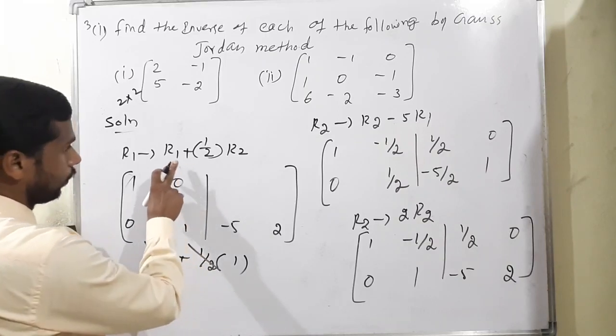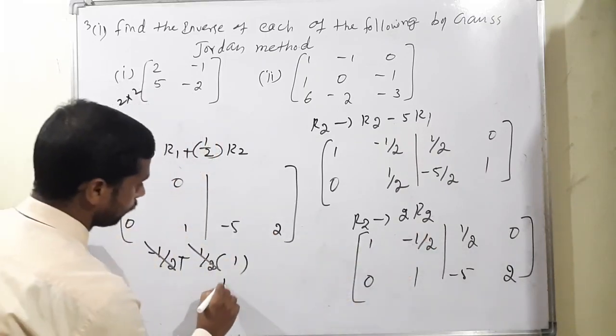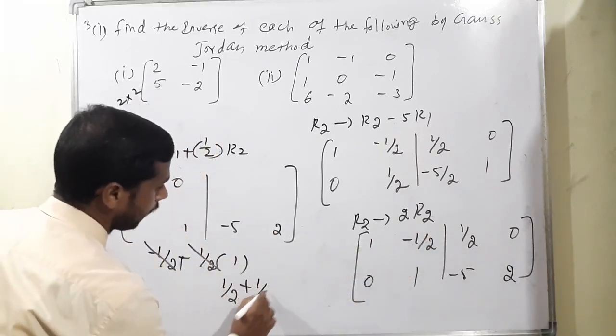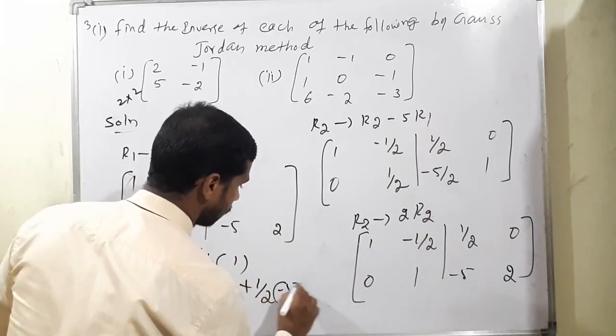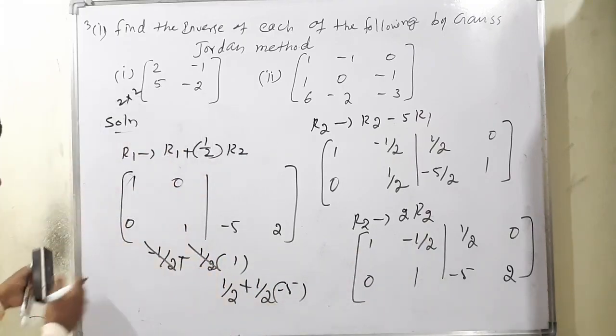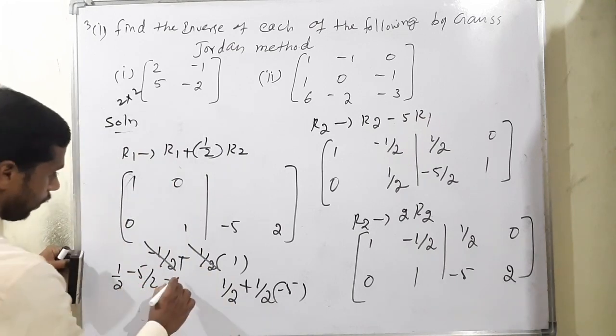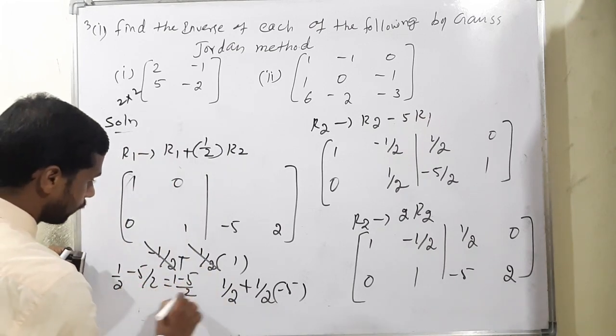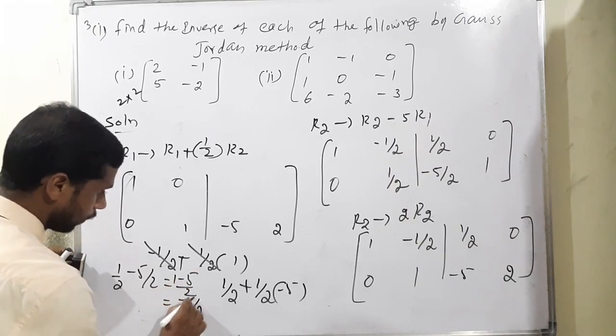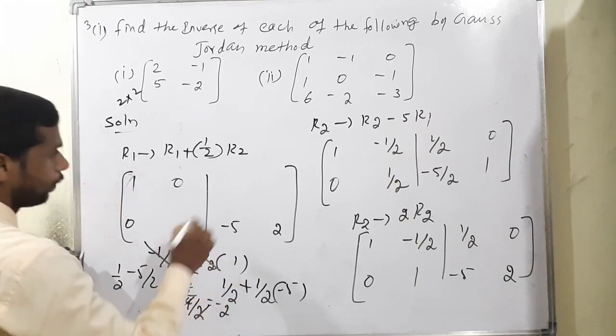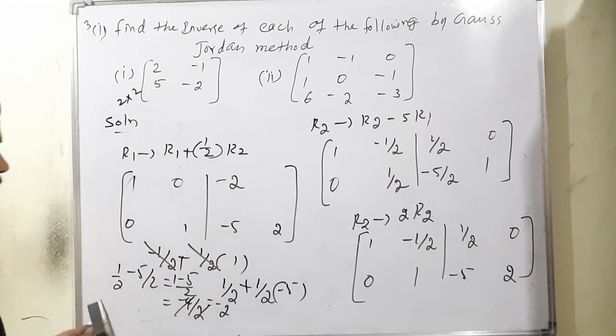The next condition, look at there, R1 value positive 1 by 2, then plus again 1 by 2 into R2 value minus 5, isn't it? So minus 5 means definitely 1 by 2 minus 5 by 2. Therefore 1 minus 5 by 2, therefore minus 4 by 2. Minus 4 by 2 means value will be minus 2. The last one.